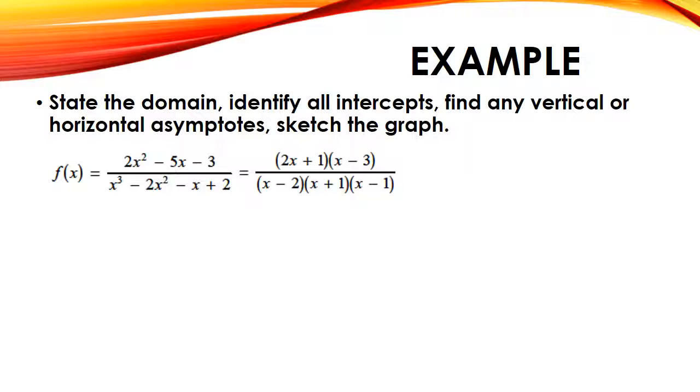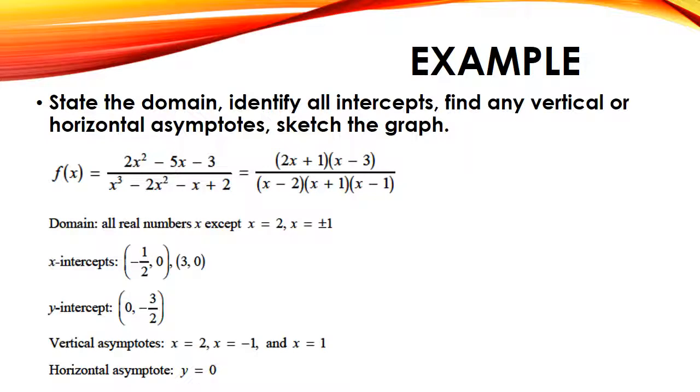You also need to factor the top, and I'll notice that there is nothing there that will cancel, so I'm only going to have asymptotes and no holes. For my domain, I set each of those parentheses on the bottom equal to 0, and I get that x cannot be 2 or 1 or -1.